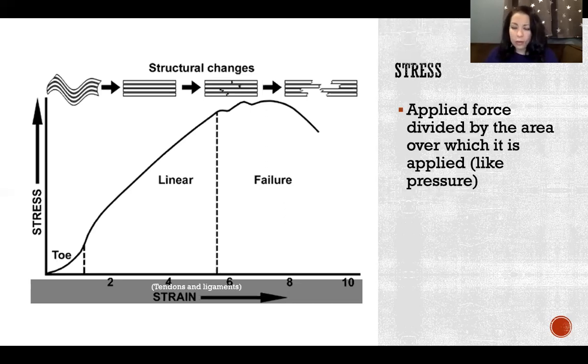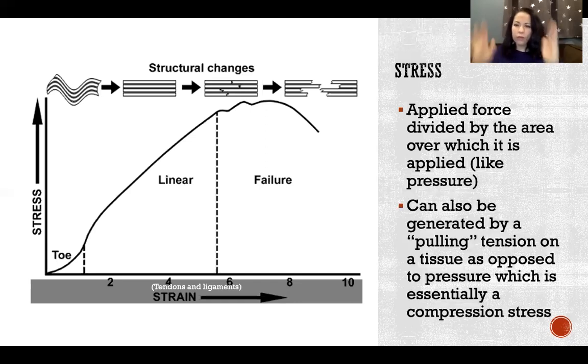That's exactly the same as pressure, but the difference is that pressure is a compression stress. With pressure, when we apply a force, we divide it by the area over which that force was applied. That's pressure, which is a compression stress. So compression stress and pressure are essentially the same thing. We just use different terms in different contexts, but we're discussing exactly the same thing.